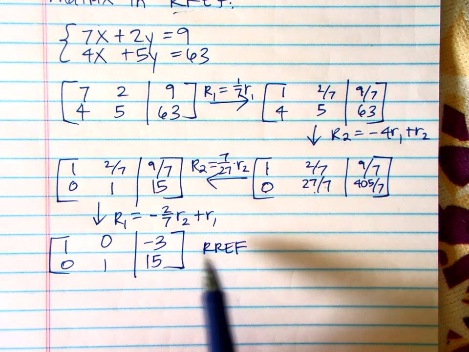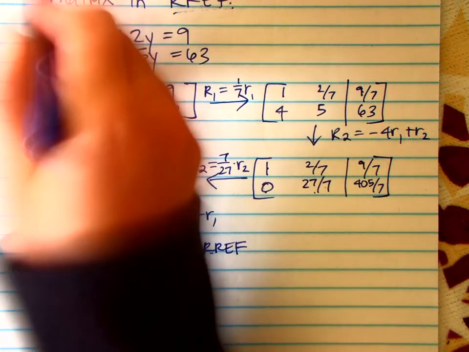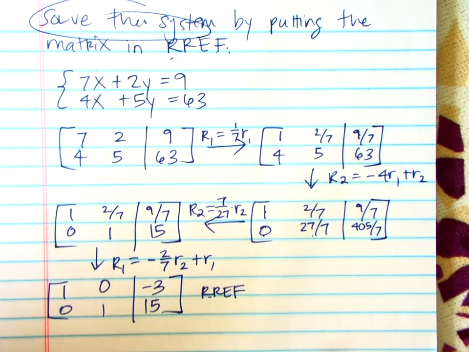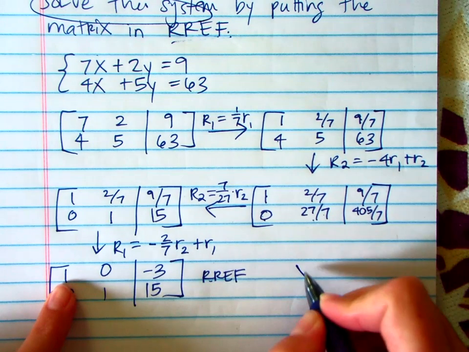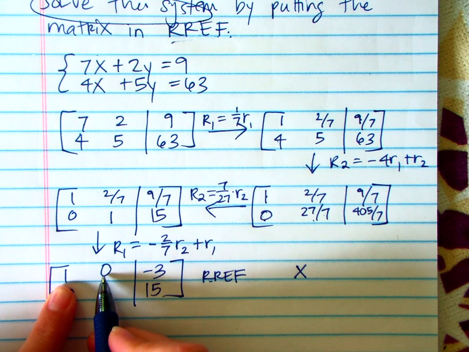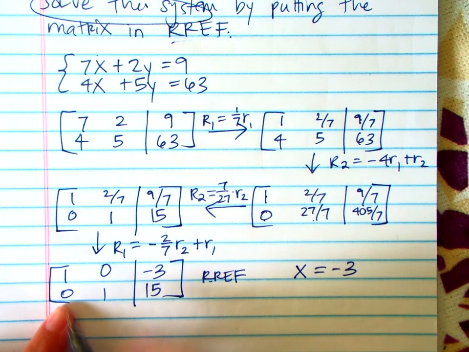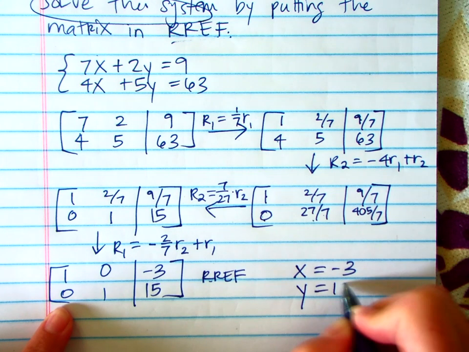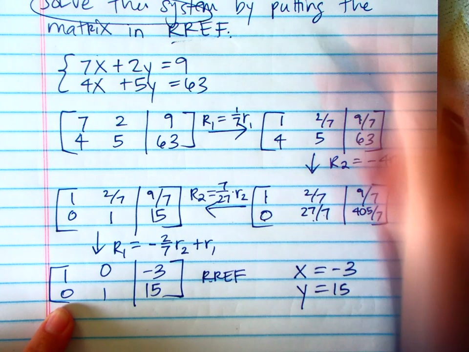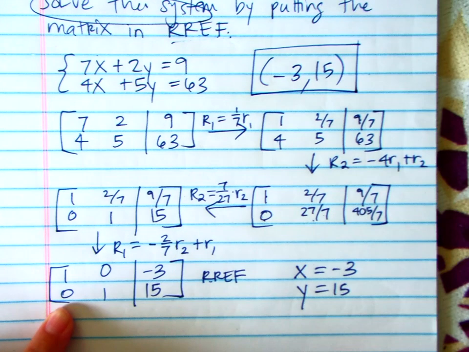It's pretty common to write that once you've done it. So we did it, right? We put it in reduced echelon form, but I need to go back and solve the system. Well, we actually did that. So now this first equation says 1x plus 0y equals negative 3. That's it. X is equal to negative 3. 0x plus 1y equals 15. So y equals 15. So this is our solution. The solution to this system is negative 3, 15.